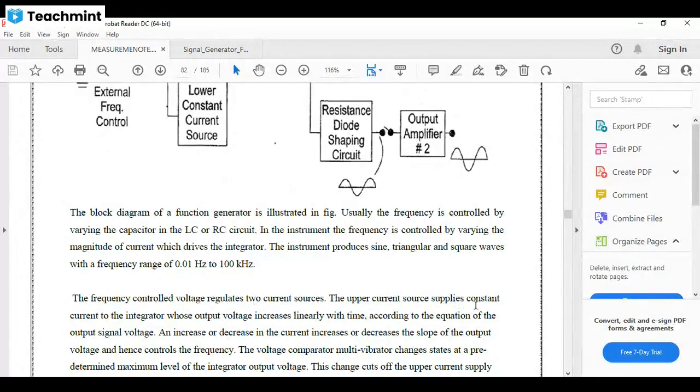The upper current source supplies a constant current to the integrator, whose output voltage increases. I already said it increases linearly with time, and according to the equation of the output signal voltage, an increase or decrease of the current increases or decreases the slope of the output.